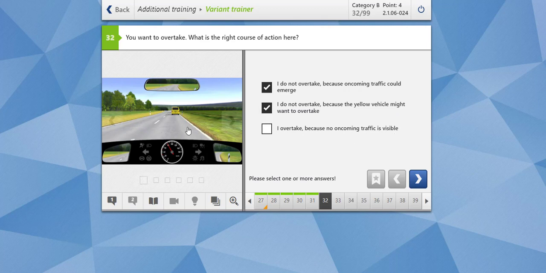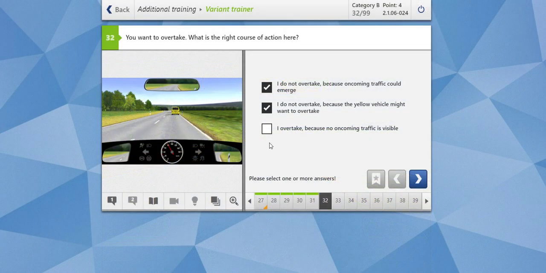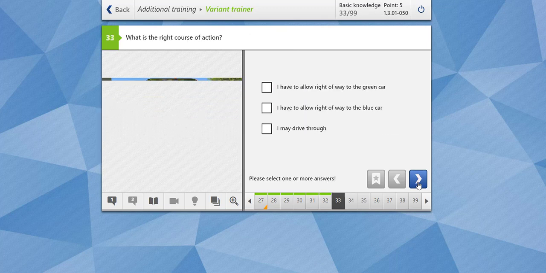I overtake because no oncoming traffic is visible. This option is wrong. Why? Because you can see from the course of the road, it is not easy for us to decide if we can overtake or not because oncoming traffic could emerge from here. So this option is incorrect. Let's check the answers. Our answers are correct.